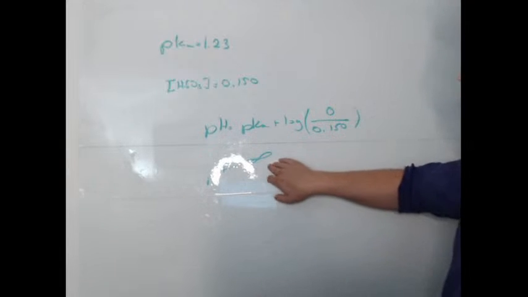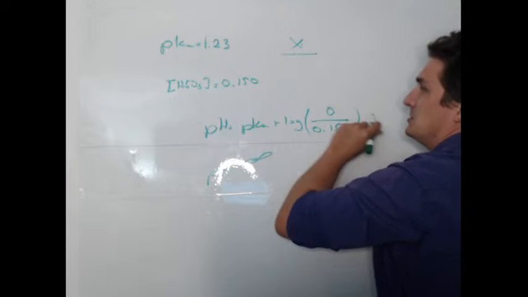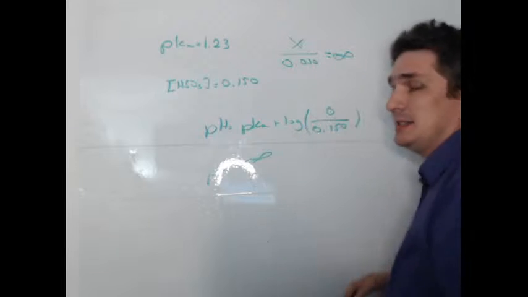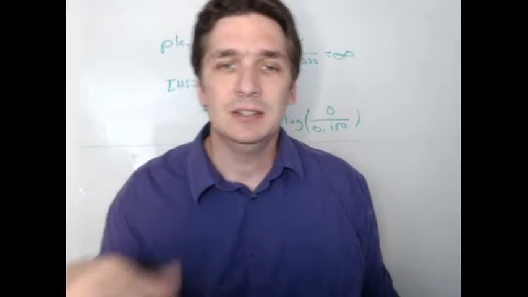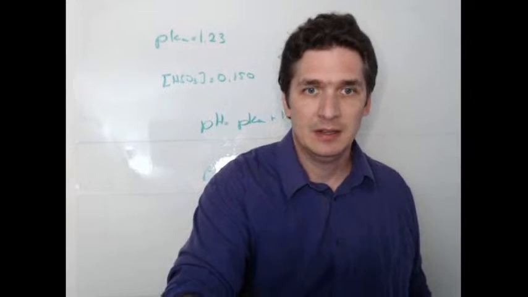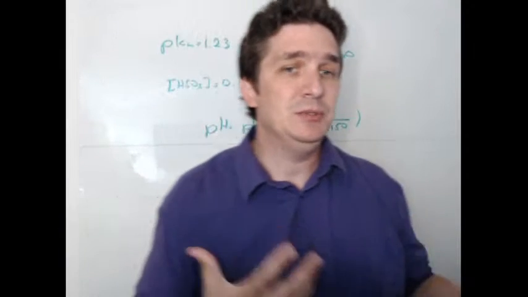And a quick answer as to why this fails is that the extent of reaction here divided by the concentration of the conjugate base is infinity. So X is like infinitely larger than their starting concentration. So again, it's just a matter of being judicious with these problems.